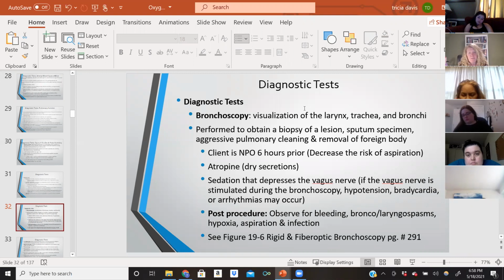Before your patient would have this bronchoscopy, you as the nurse would want to make sure that your client is NPO at least 6 hours prior to the test. Being NPO decreases that risk of aspiration. You don't want any food in there.